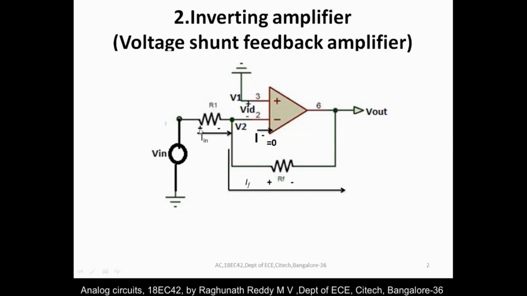So current entering is positive, leaving is negative across R1. Similarly, current entering is positive, leaving across RF. And the non-inverting terminal V1 is physically grounded. The potential here is input differential voltage VID.